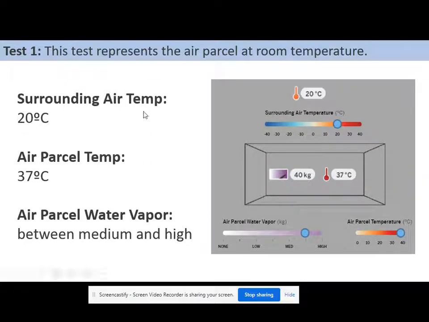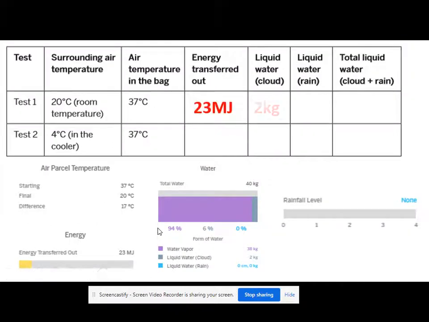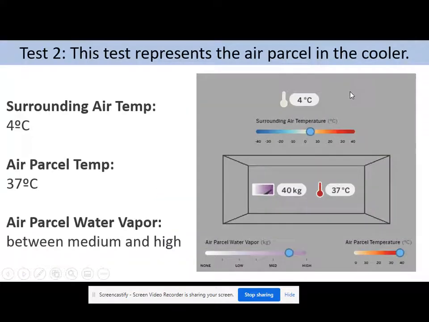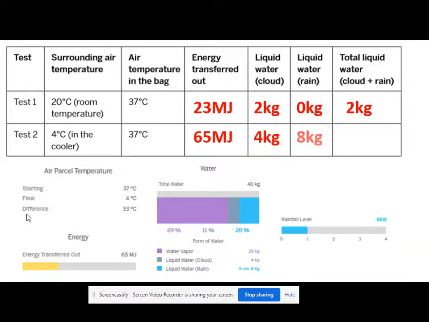We wanted to see by changing the surrounding air temperature, okay, right here, 20 degrees Celsius, and then we had the air parcel temperature at 37 degrees Celsius, and we kept our water vapor about the same. And then we were able to analyze what was going on in each one of these sections here, that we could see how much energy was transferred out, the amount of liquid water, the amount of rain, and then the total liquid, the rain and the cloud together. We also then did that again with a really cold air temperature down to 4 degrees Celsius, and the rest of the information was kept the same. That's a fair test.